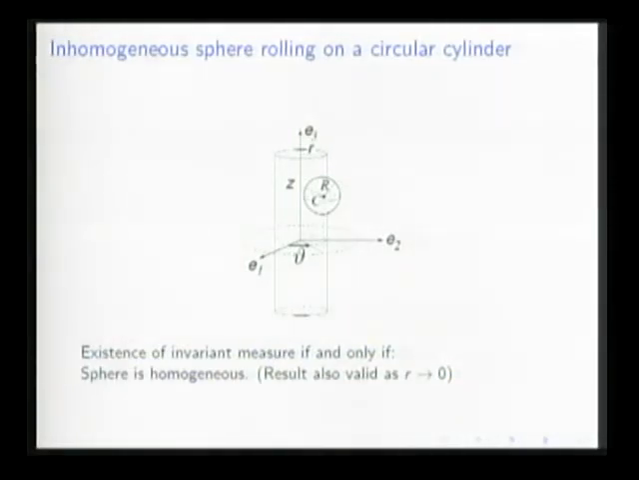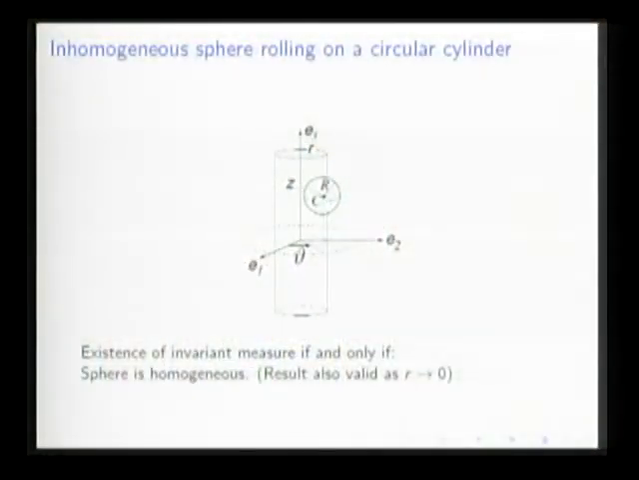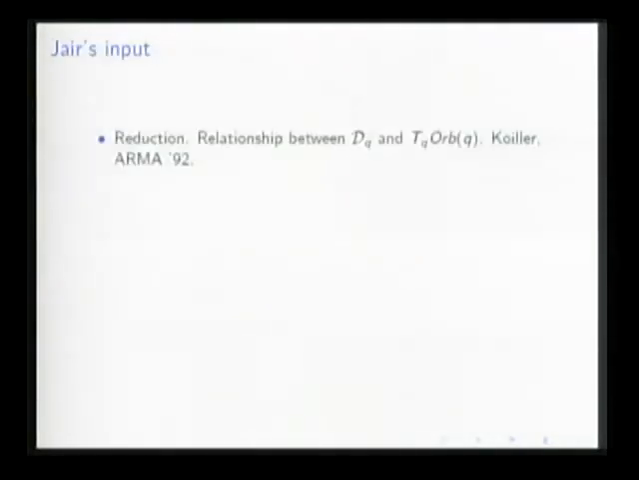And then we also considered the limit when the cylinder went to a point. I mean, the radius of the cylinder went to 0, which corresponds to a ball rolling on a wire. The reason to do this was technical. It's because that system does not satisfy the so-called dimension assumption. So for technical reasons, it's an example that can be treated with our methods, but not with existing results in the literature. And what we found is the same thing. There is an invariant measure if and only if the ball is homogeneous.